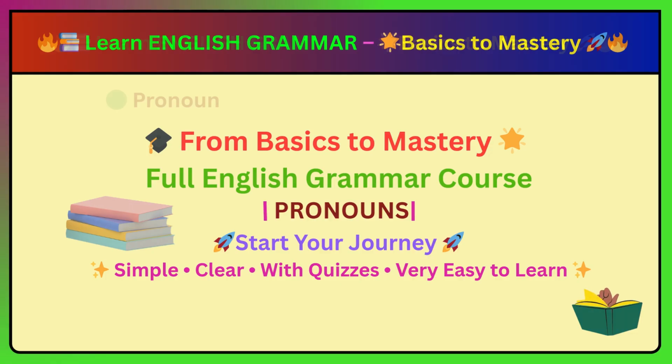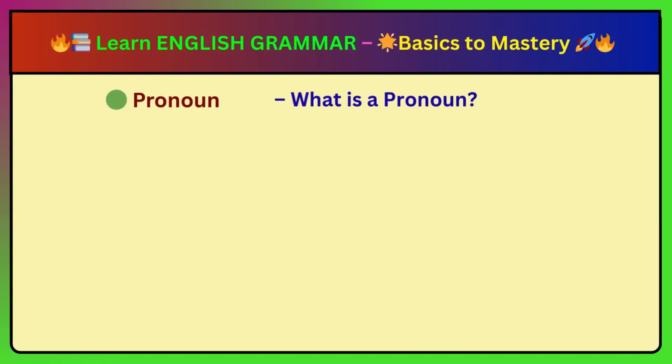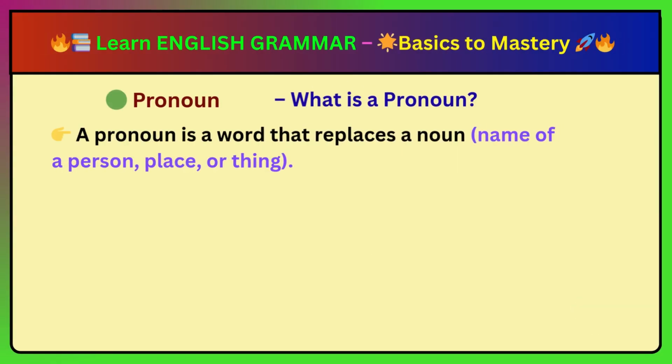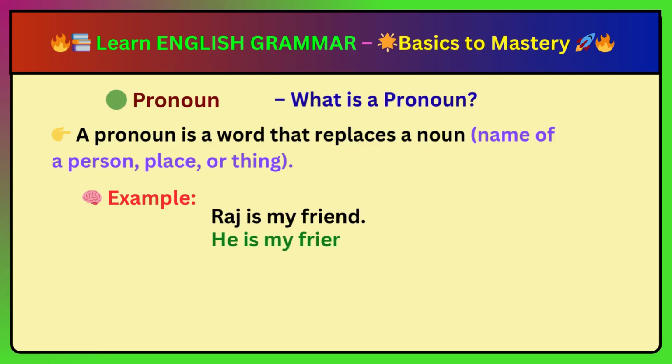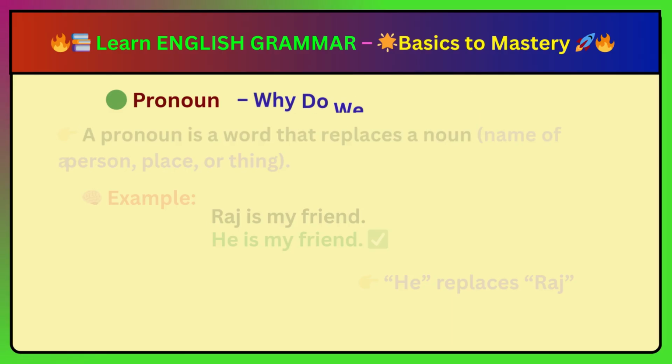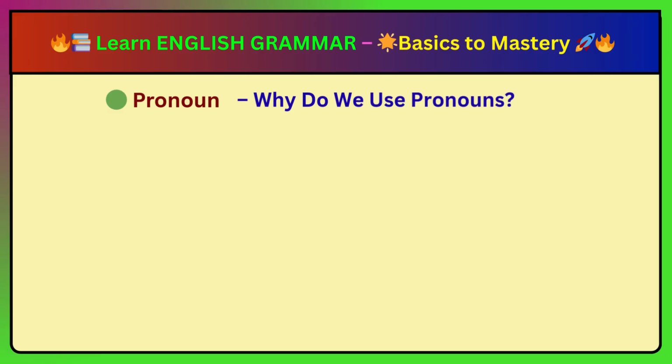First, let's see what a pronoun is. A pronoun is a word that replaces a noun, like the name of a person, place, or thing. For example, instead of saying "Raj is my friend" again and again, we can say "He is my friend." Here, "he" replaces Raj.